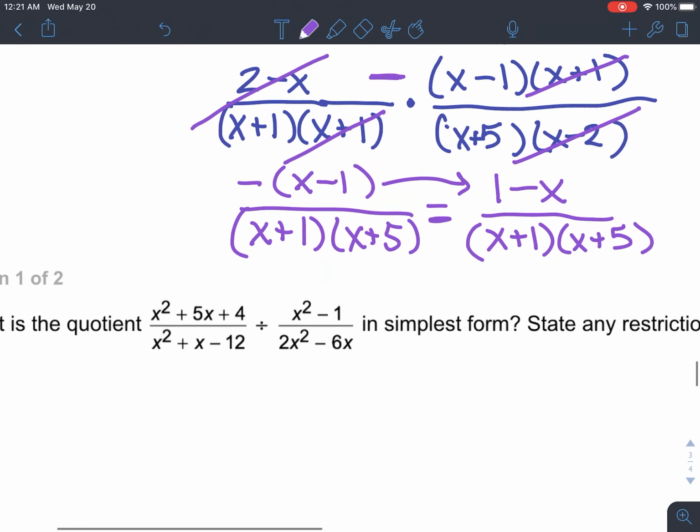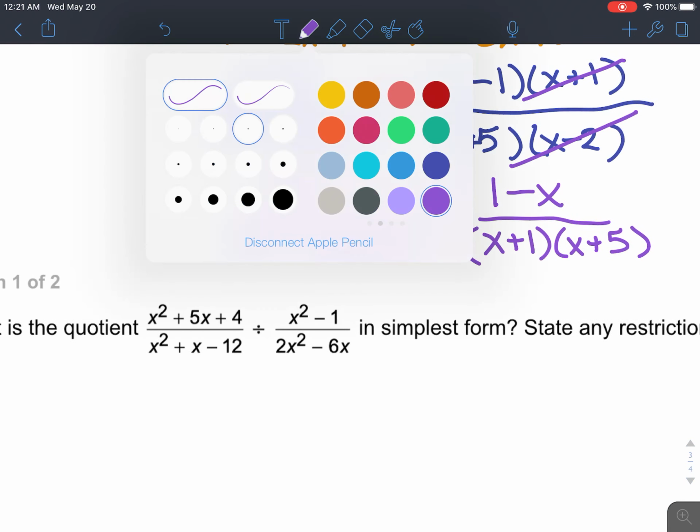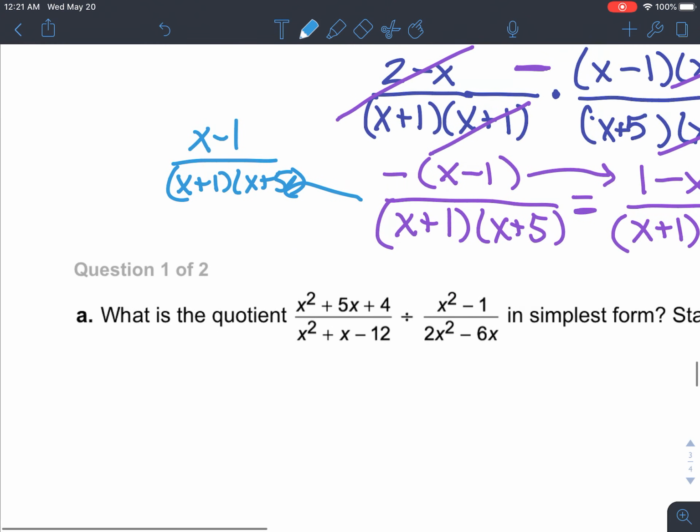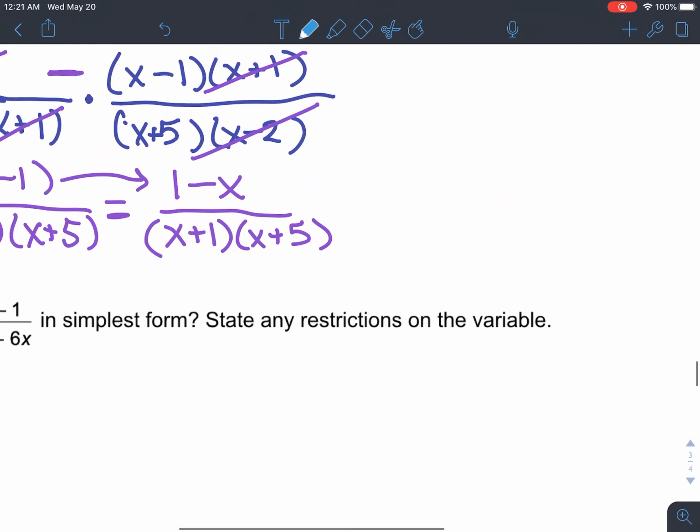Okay. You could also, instead of simplifying it this way, make it x minus 1 over x plus 1 times x plus 5, but you could take that negative and just put it right there, even with the fraction bar. So that's another way you could do it.